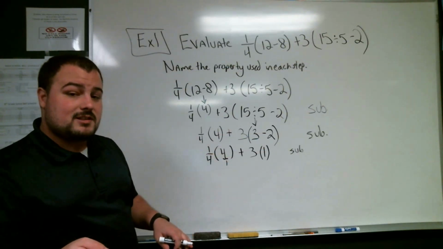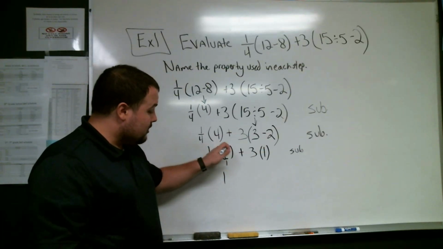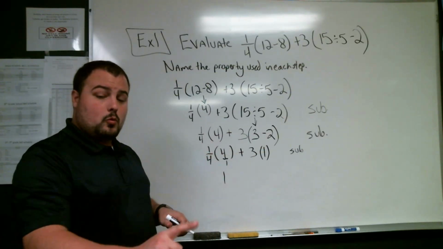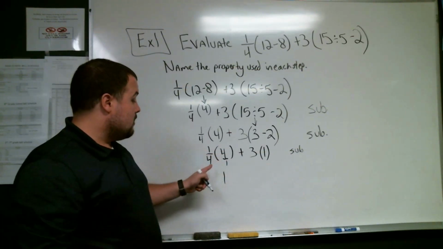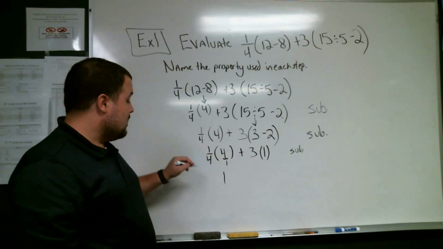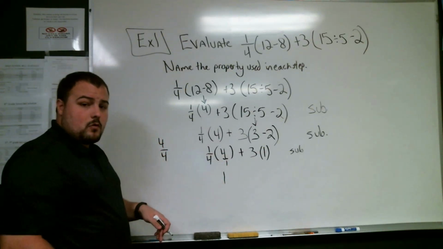Any fraction times its reciprocal is the number 1. So I can take this entire thing right here and replace it with the number 1, and that's correct. Because 1 times 4, that's 4. 4 times 1, that's 4. So really, if I were to solve that, my answer would be 4 divided by 4.